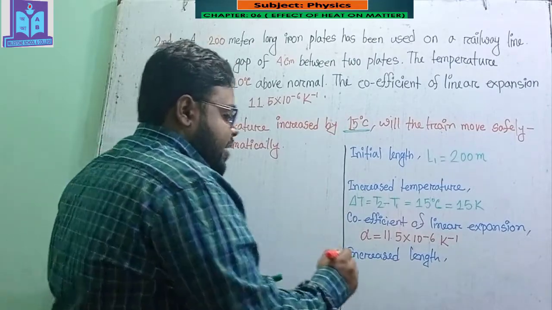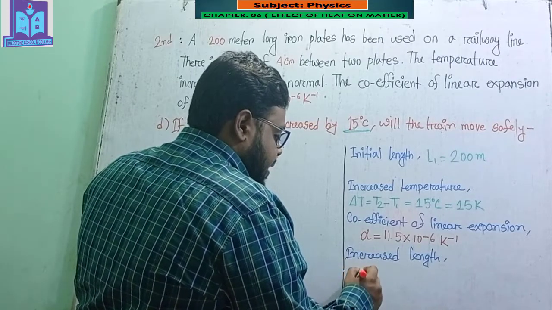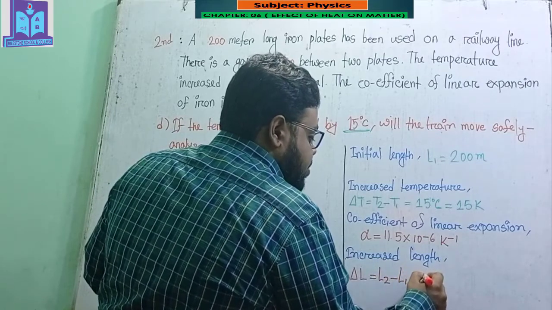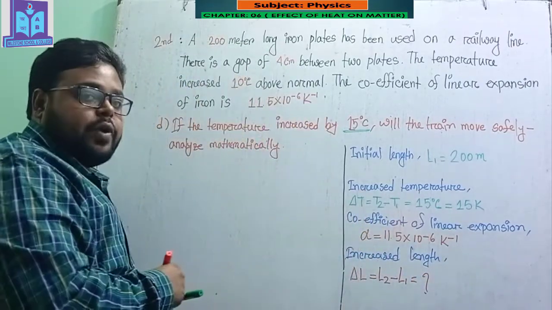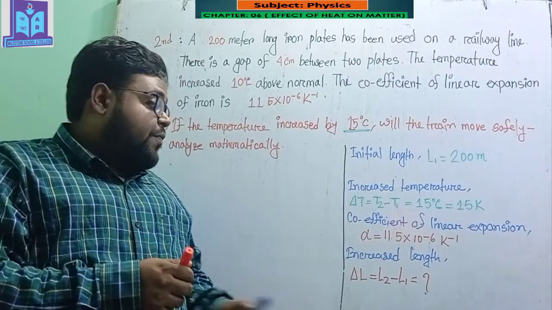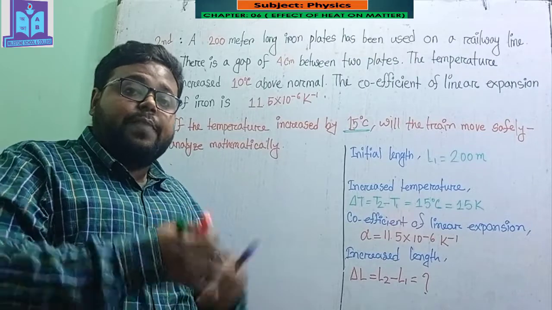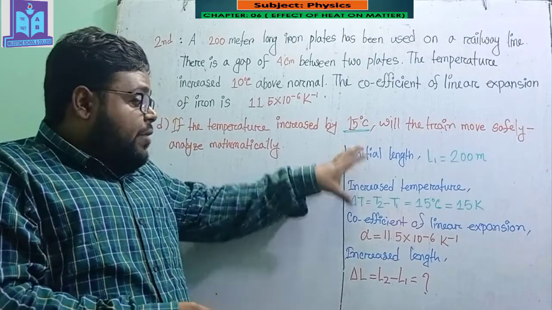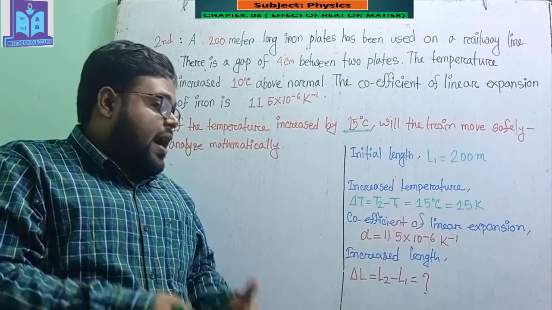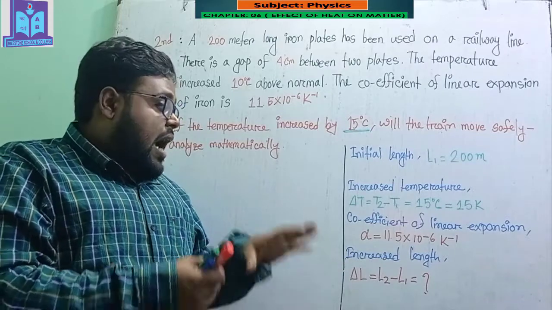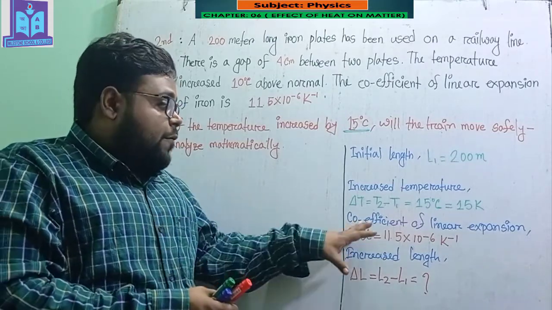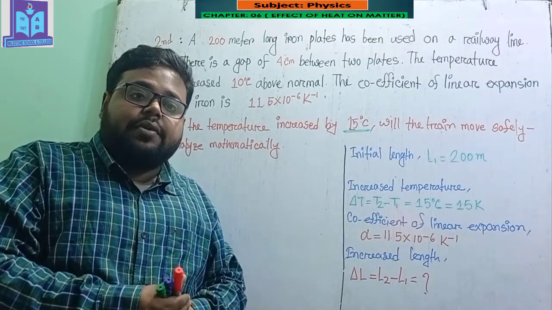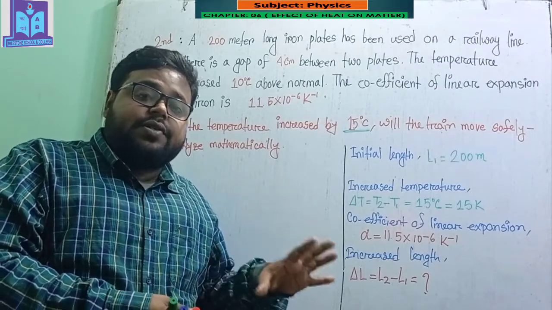So I can write the increased length del L equals L2 minus L1 equals what? My dear student, if I want to find out the increased length of the iron plates, how can I find it? Do you know? By using all of these values, I can find out the increased length because I know the equation of the coefficient of linear expansion. By using this equation, I can easily find out the increased length of the iron plates.